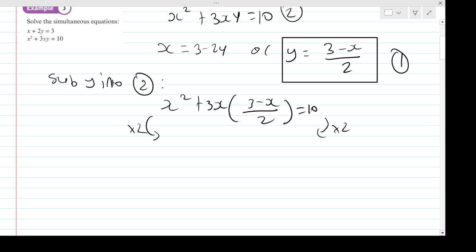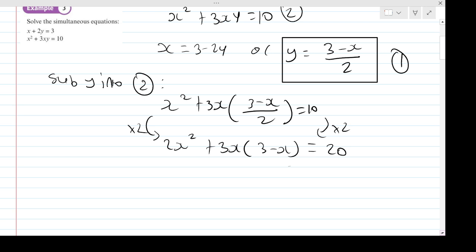So if we multiply everything by 2, we get 2x squared plus 3x, and then the bracket. What we're doing is we have 3x multiplied by 2, multiplied by 3 minus x over 2, but the 2 will cancel, right? So it was simply left with 3 minus x, which is the whole idea of why we times it by 2, to get rid of the nasty fraction, and that'd be equal to 20, right? Double 10. Make sure you times 2 to the left and the right hand side of the equation. Remember for GCSE, you can change an equation by doing the same thing to both sides.